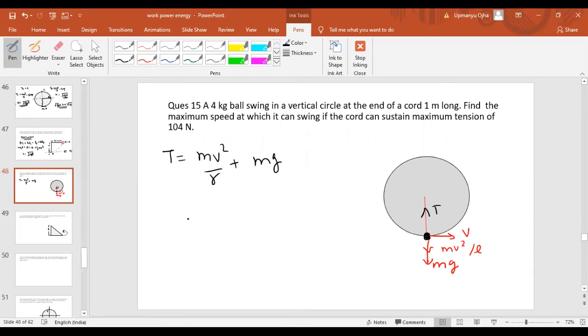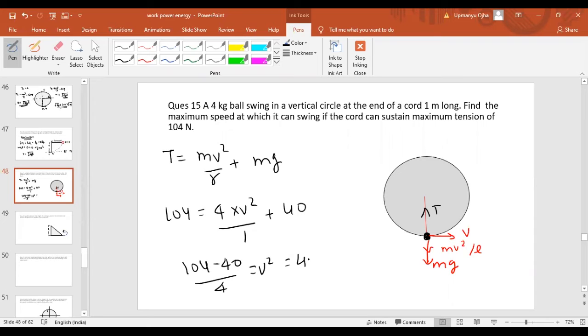Tension is given to us as 104. Mass is 4, velocity is v square, and the length of the chord is 1 plus 40. So we can write 104 minus 40 by 4 equals v square. Now if you solve this, you will get the velocity as around 4 meter per second. So the velocity will be 4 meter per second.